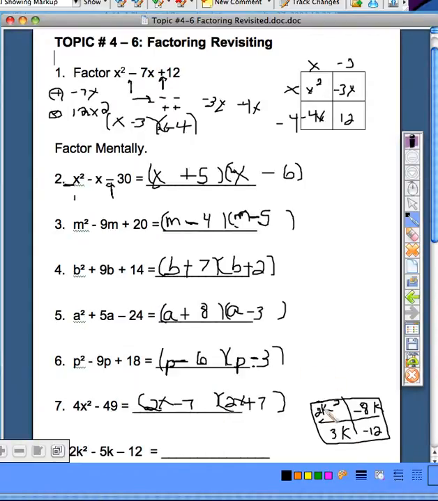All right. How are we going to get 2k squared? Well, the only way you can get that, 2 is prime, so it's 2k times k. 2k times something gives me negative 8, or you could think negative 8 divided by 2k is what? That's negative 4, so that's what goes there. 3k over k is 3, so in reverse, 3 times k gives me 3k. Negative 4 times 3 is negative 12. So my two factors are k minus 4 and 2k plus 3.